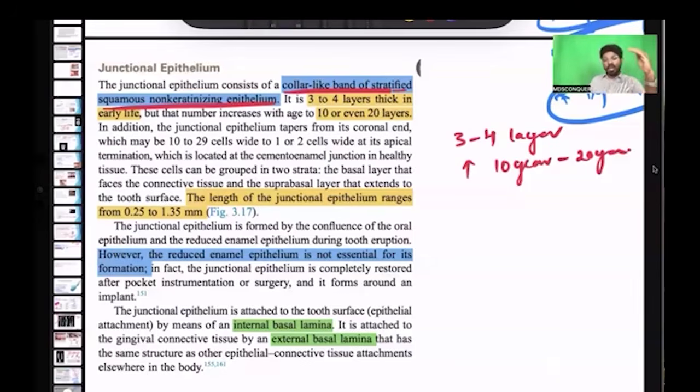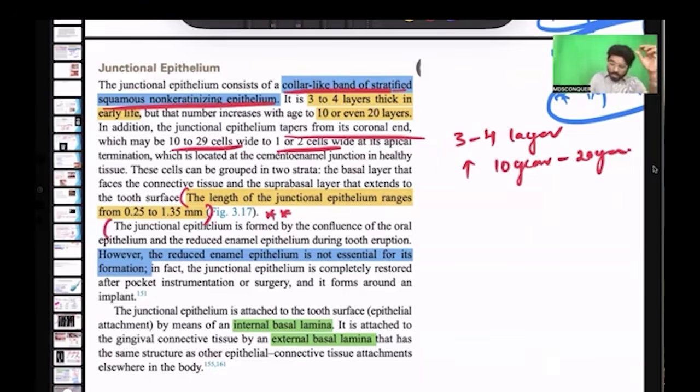When you're talking about position, what happens? The junctional epithelium tapers from its coronal end, which may be 10 to 29 cell widths, and apically it is 1 to 2 cell widths. What is the length of junctional epithelium? The length of junctional epithelium is 0.25 to 1.35 millimeters. A very, very frequently asked question.